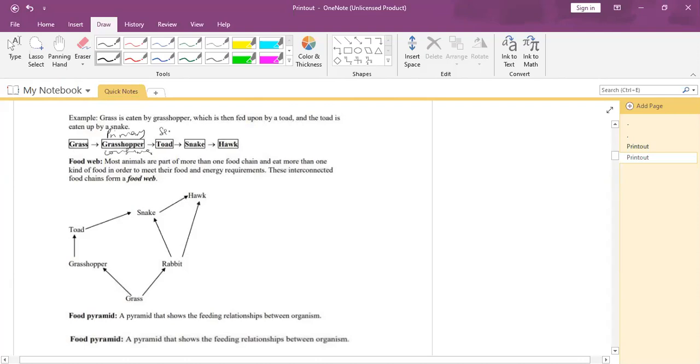This one will be secondary, and so on. This will be a tertiary, and then a quaternary. Okay, so that's how it goes.